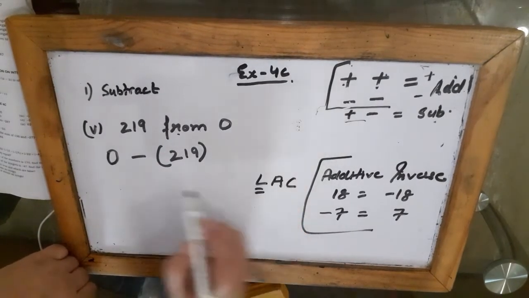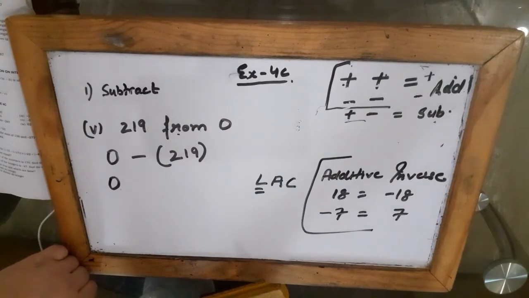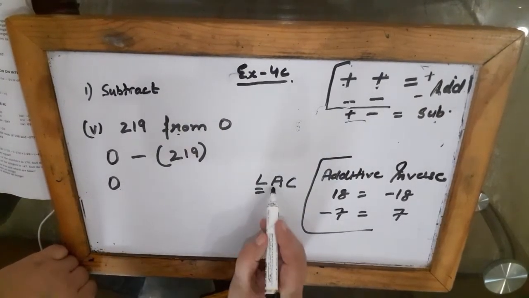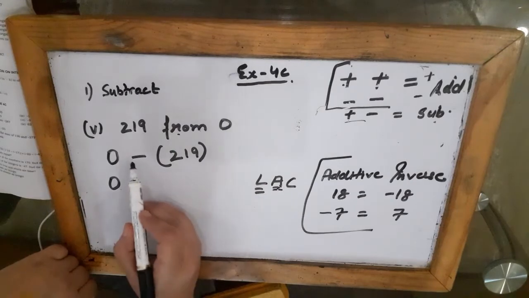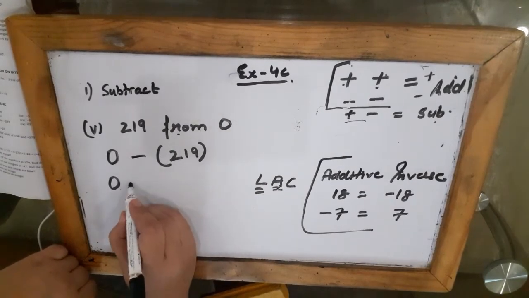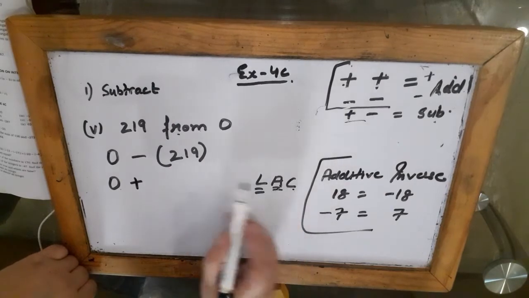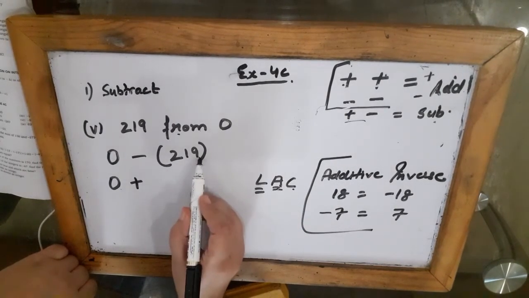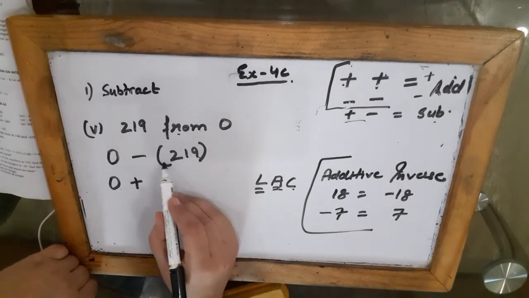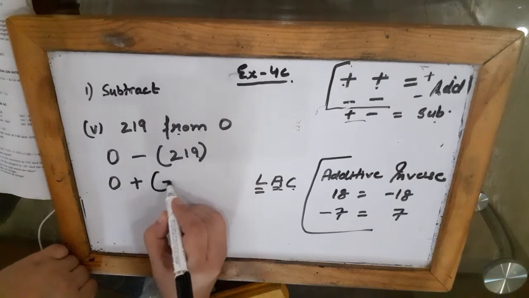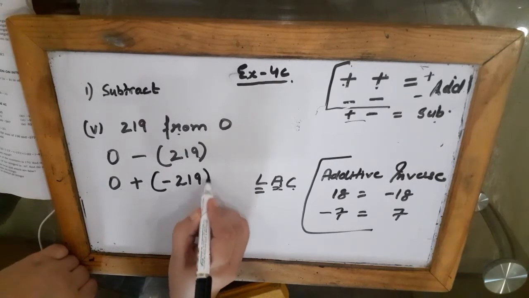Leave the first digit as it is. Second, this add means this sum of subtraction I will change into a sum of addition, and change means this second number I will change its sign. This is a positive, so it will become a negative number.